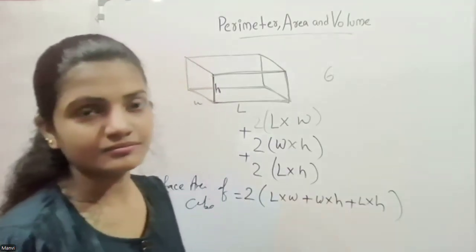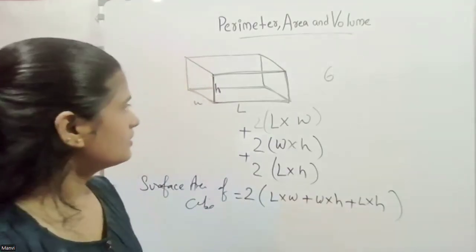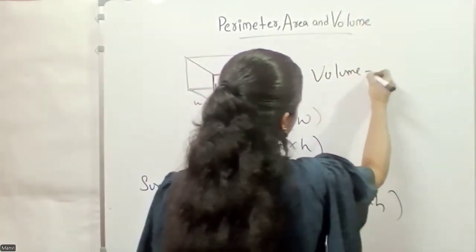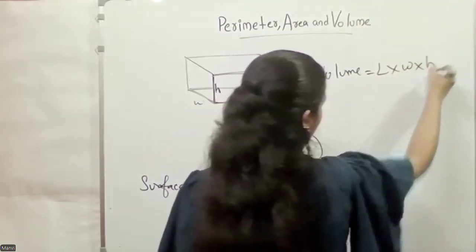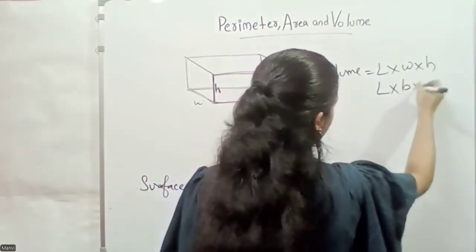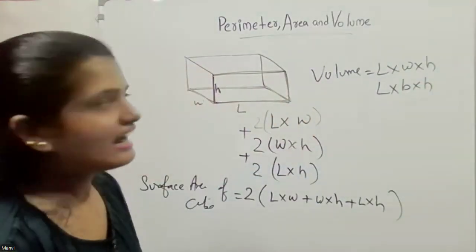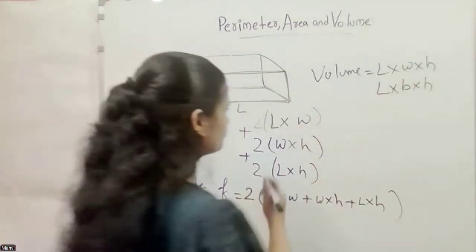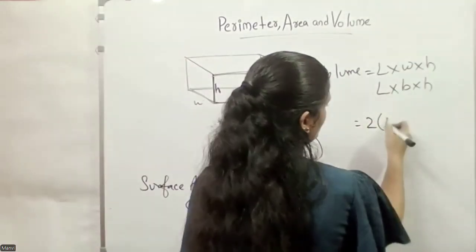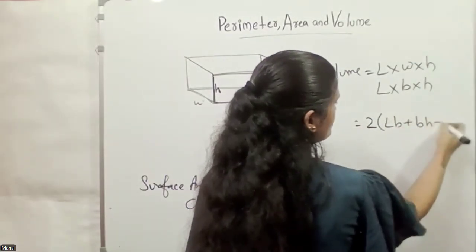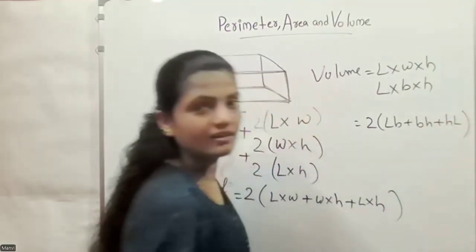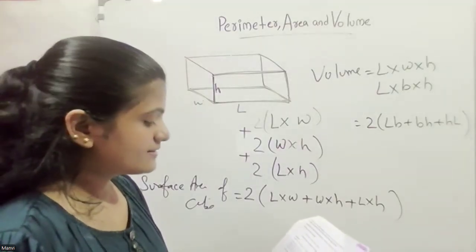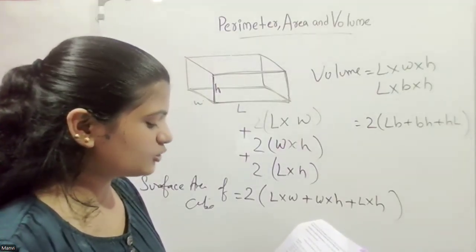Okay? Now I can do volume. So volume is what? Length times width or breadth times height. Either W or B. And in short, we can write the total surface area equals 2 into LB plus BH plus HL. Okay, so that's all about this cube and cuboid.